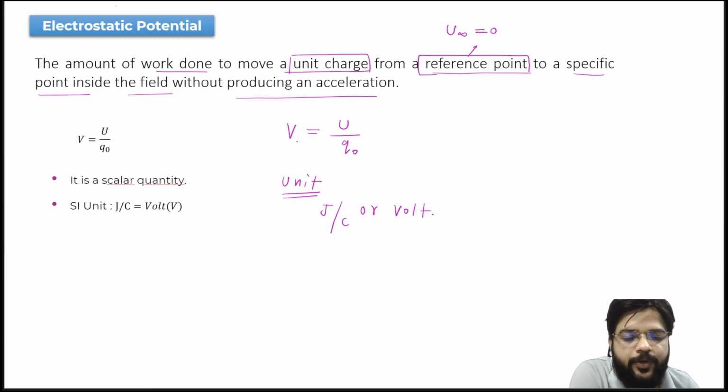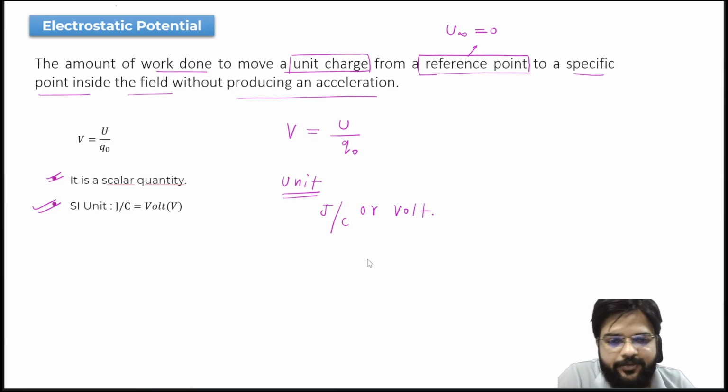Alright. And potential is a scalar quantity, everyone. Keep this thing in your mind. Electrostatic potential is a scalar quantity, and electrostatic potential energy is also a scalar quantity. So write down this formula, everyone, and write down this definition. Then we will see the next slide. Note down, everyone.